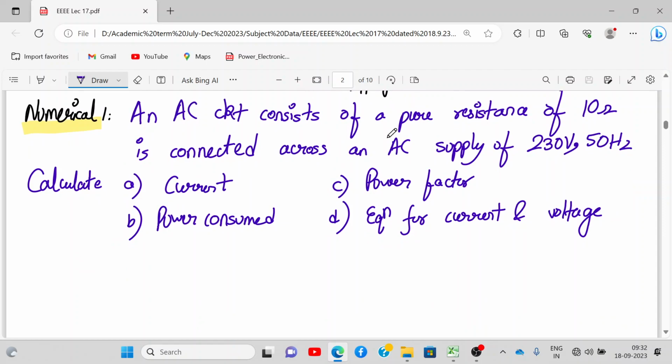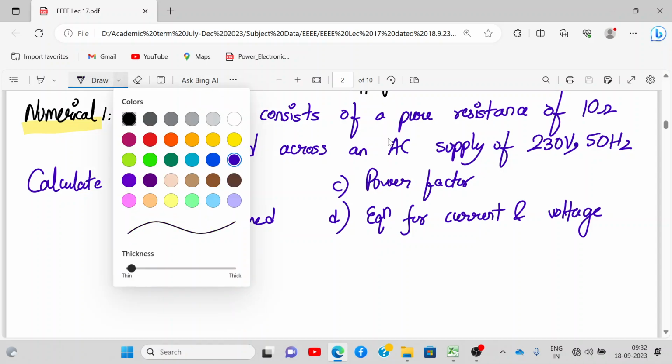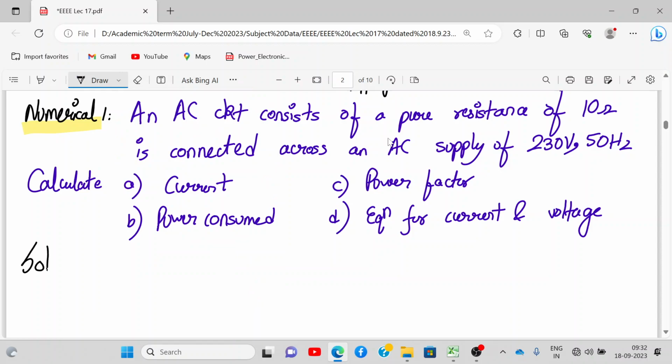So an AC circuit consisting of pure resistance is connected across an AC supply. We need to find the current, power consumed, power factor, and the equation for the current and the voltage. So let's start solving. Let's first write down the given data.